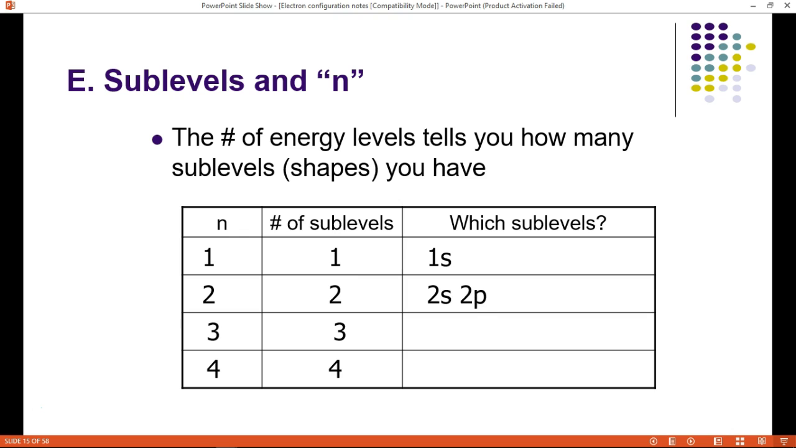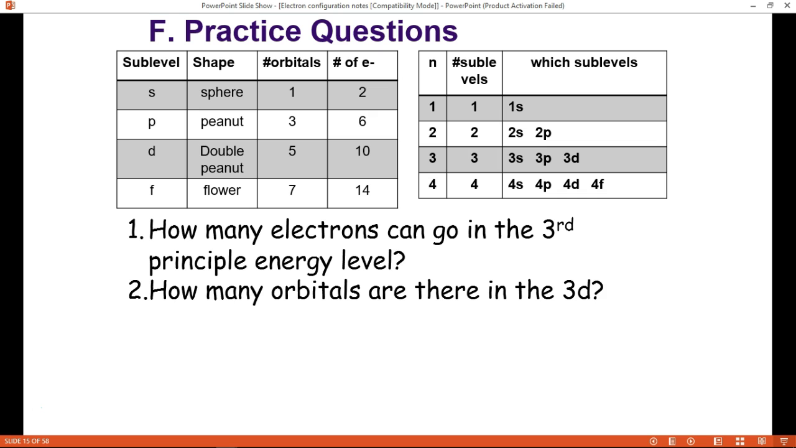In the third energy level, we would have 3 sublevels. We would have 3s, 3p, and then next would be 3d. In the fourth energy level, we would have 4s, 4p, 4d, and 4f. As you move on into the 5th, 6th, 7th, it just goes in alphabetical order. You don't actually have to use them, but if it gets into the excited state, you could.